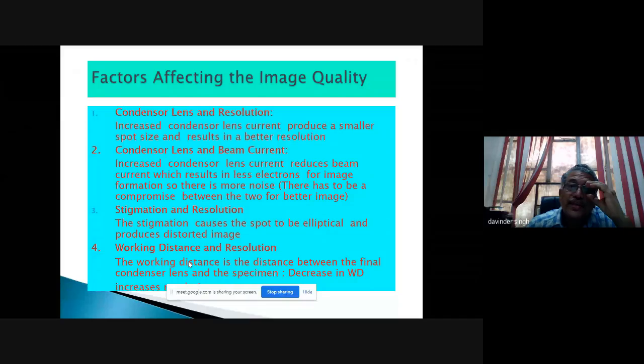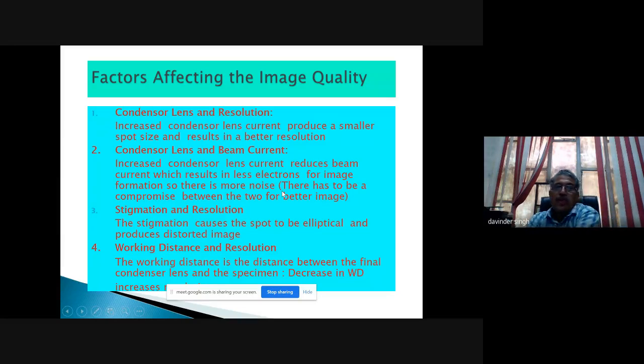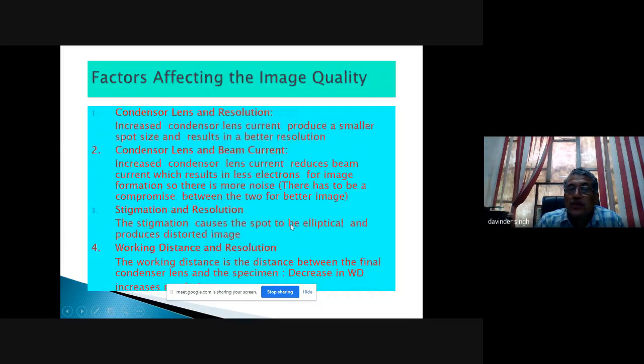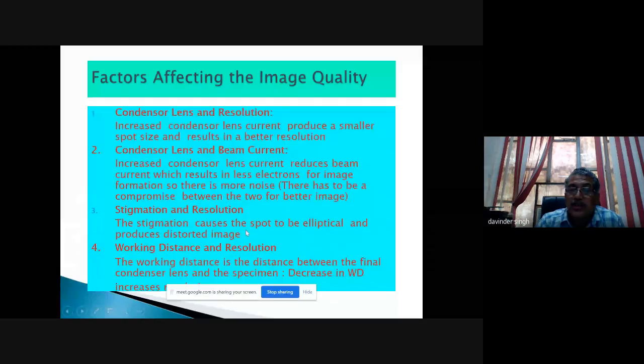Now, what are the factors affecting the image quality? Condenser lens and resolution. Increasing the condenser lens current produces a smaller spot size and results in a better resolution. Increasing the condenser lens current reduces the beam current, which results in fewer electrons for image formation. So there is more noise. Okay, so we have to think of up to what current is possible. Astigmatism, sorry. The astigmatism causes the spot to be elliptical and produces distorted images. So that has to be taken care of.